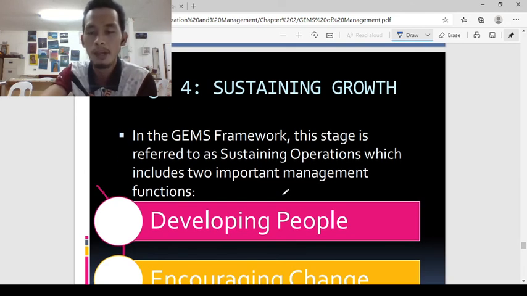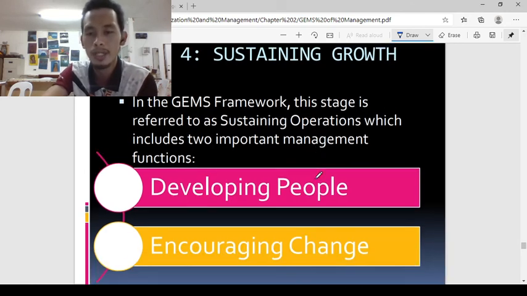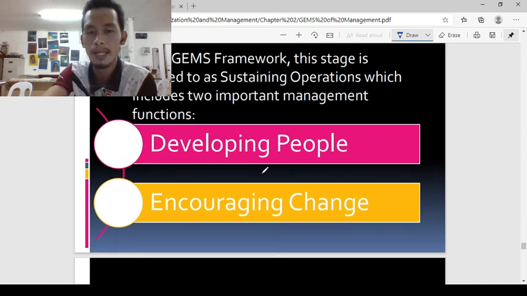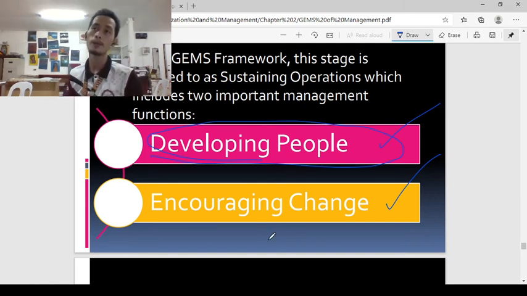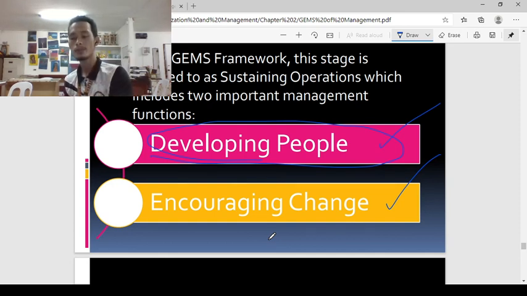In the GEMS framework, this stage is referred to as sustaining operations, which include 2 important management functions: developing people and encouraging change. So, from time to time, as manager, you have to develop your people, 'di ba? Do not just stick on what is the usual, 'di ba? Once you develop people, you invest in your people, 'di ba? You invest in your human resources. That human resources can also give return on investment to the organization out from their learning.